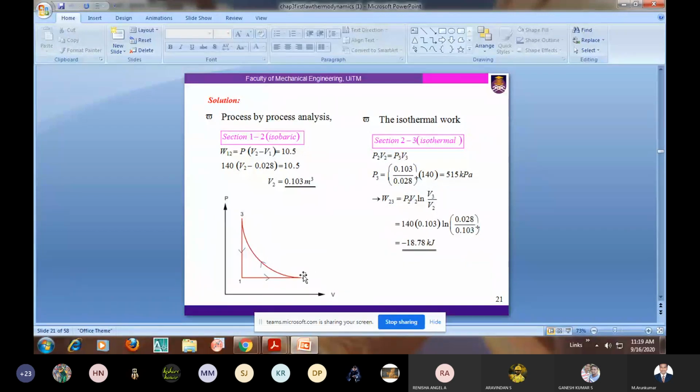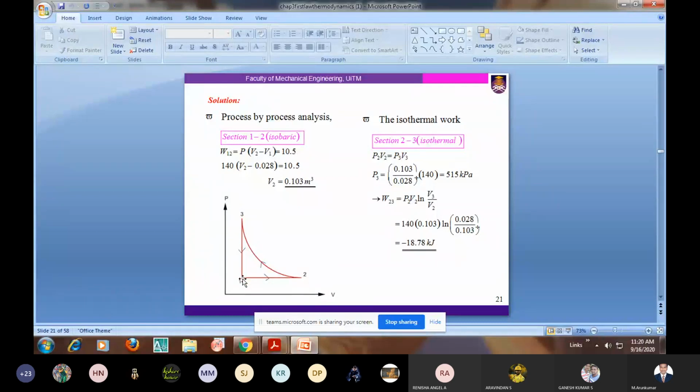So you can take these two states, state 2 and state 3. So P2 V2 is equal to P3 V3. At state 2, we know the pressure and the volume. At state 3, we know the volume, but we don't know the pressure. So we can calculate that by the equation. If you put the known values in the equation, we get the unknown value, that is 515 kilopascal. So here the pressure will be 515 kilopascal.